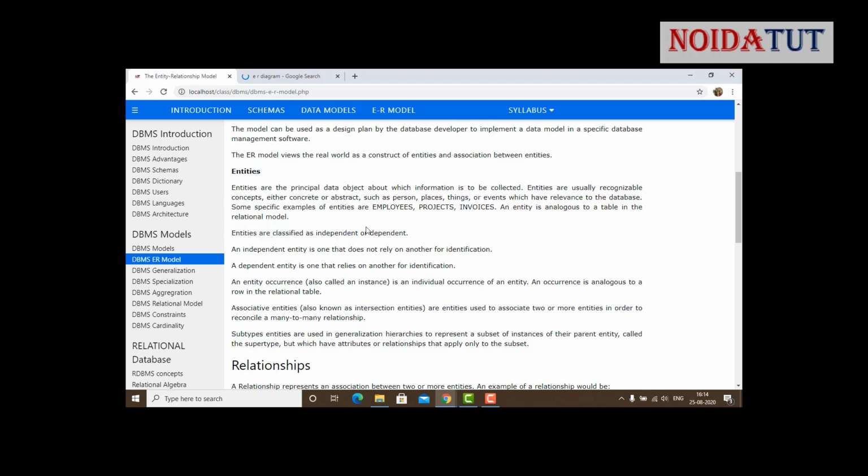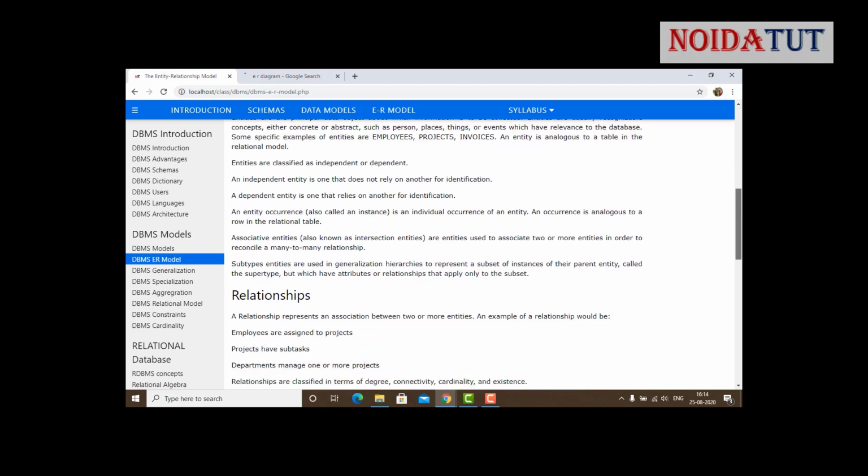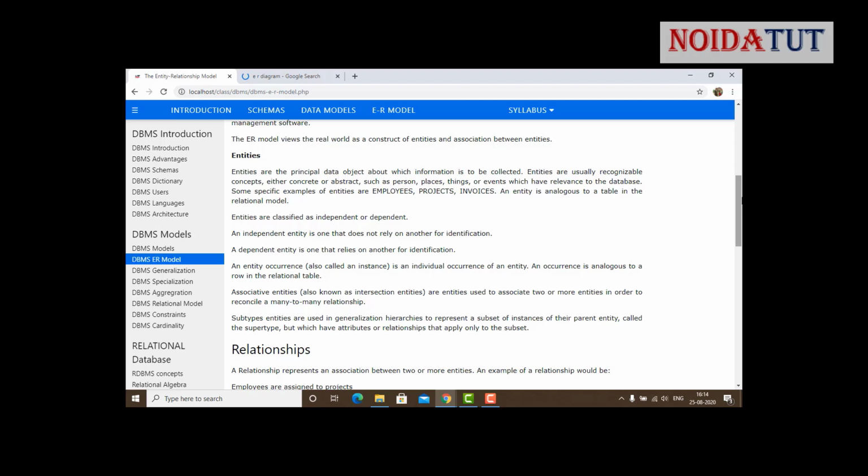Now, when we are talking about the entity, anything that has its own identity, for example, I would like to tell you that we talk about age as an attribute, and age is an attribute of an entity which is dependent upon the date of birth.